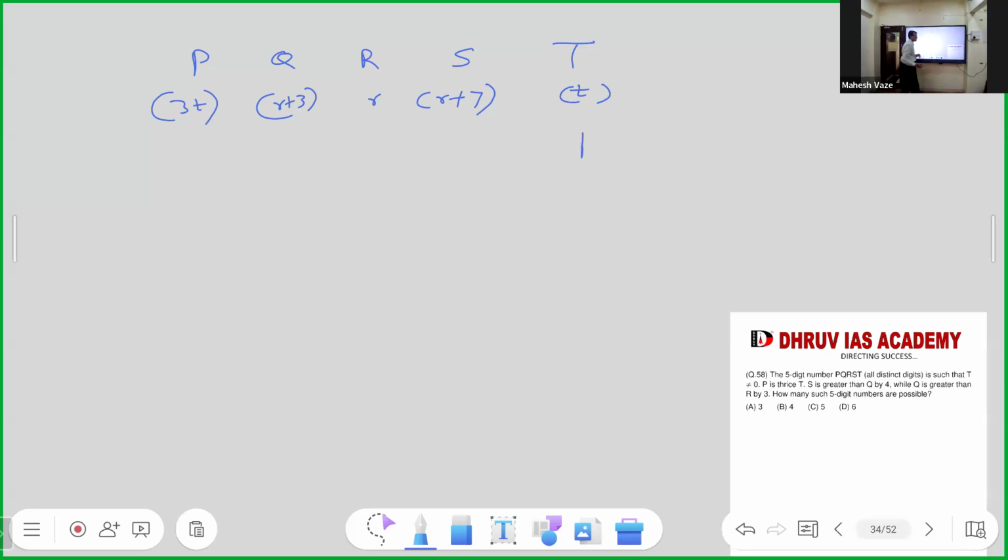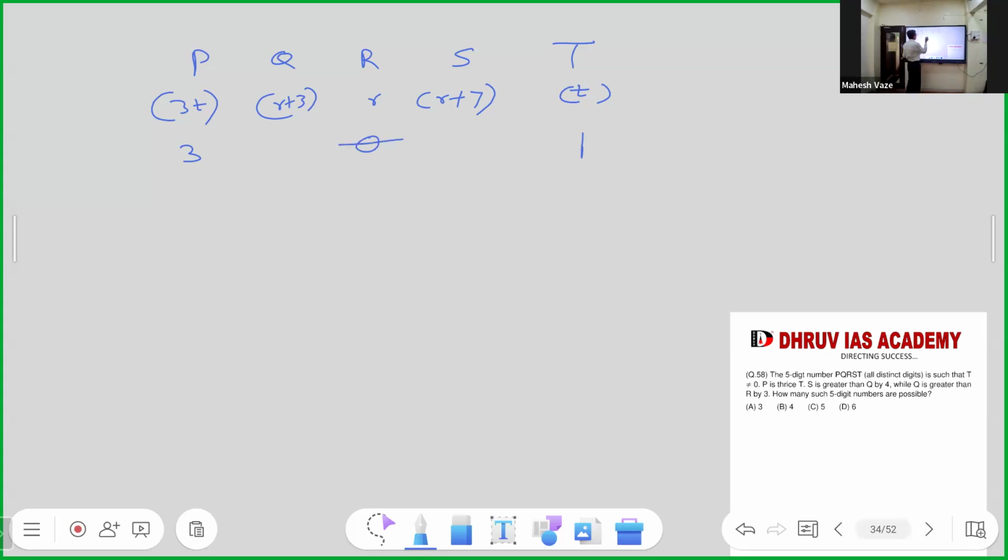If T is 1, P will be 3T, so that is 3. Now we'll start with R. R cannot have value 1 or 3, but it can have 0 because there is nothing mentioned as all distinct digits. 0 is also a digit. It is not mentioned anywhere non-zero digits. So R can be 0. But in this case, if R is 0, then R plus 3 is 3, but then P and Q will be same. So this possibility is not there.